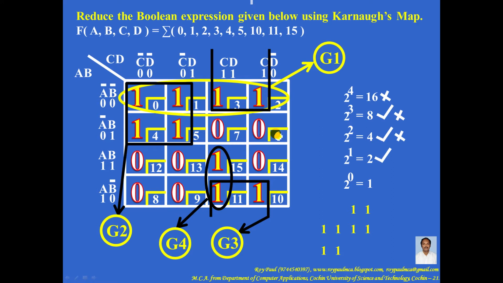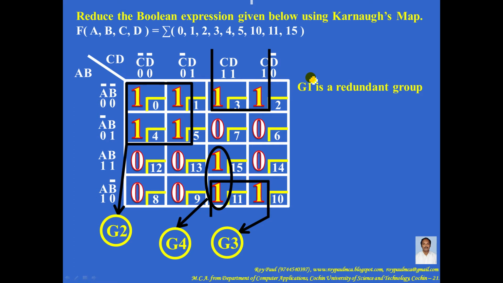Second last step, check whether redundant groups are there. Redundant means if all the ones present in a group are there in some other group, the group is a redundant group. So G1 is a redundant group because these are the 4 ones of G1. These 2 ones are there in G2 and these 2 ones are there in this group, which is nothing but G3. So all the ones of G1 are there in some other group. G1 is a redundant group.